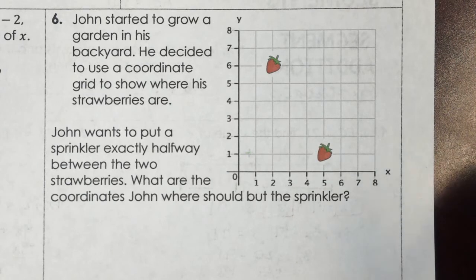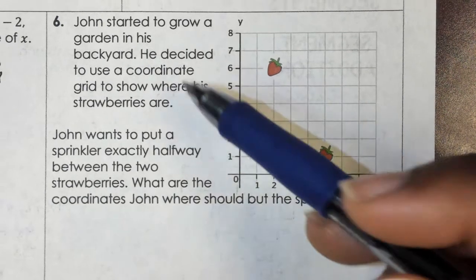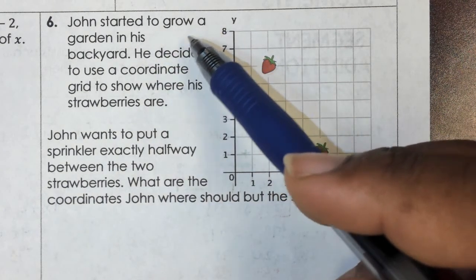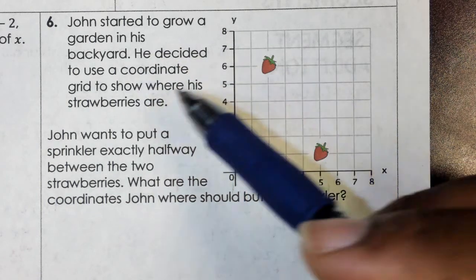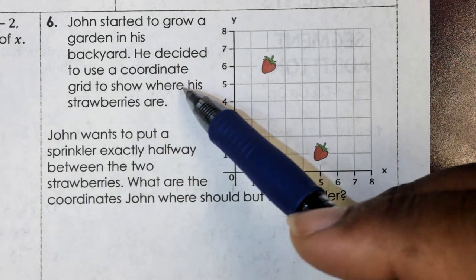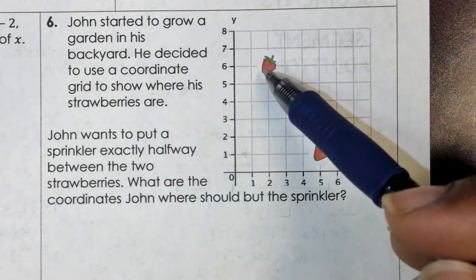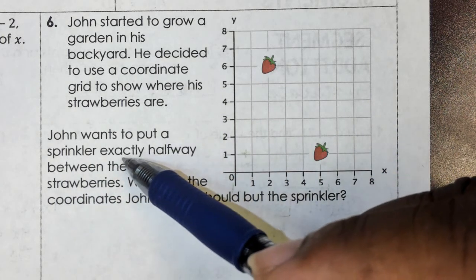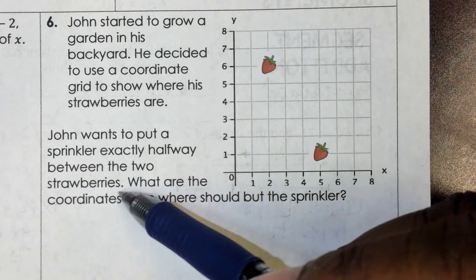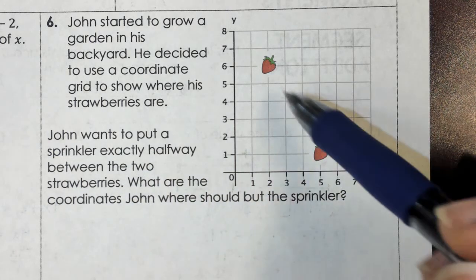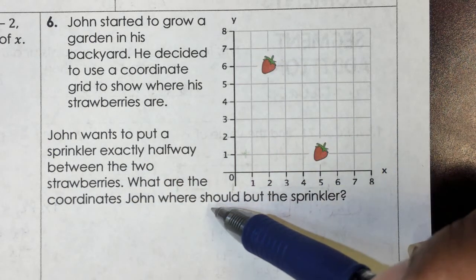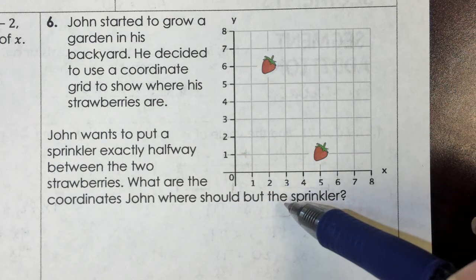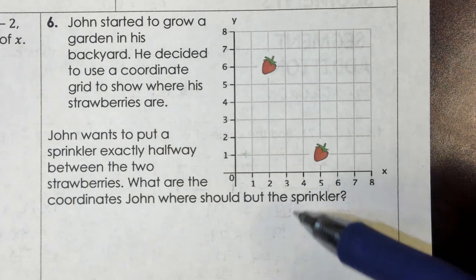The next one is on a graph. It says John started to grow a garden in his backyard. He decided to use a coordinate grid to show where his strawberries are. So strawberries are here and here. John wants to put a sprinkler exactly halfway between the two strawberries. Here. What are the coordinates where John should put his sprinkler? Put the sprinkler. That's what that should be, y'all.